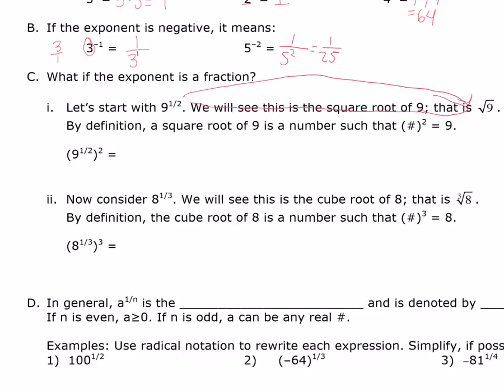By our properties of exponents, what do I do with this 1/2 and this exponent of 2? Whenever you raise a power to a power, you multiply these exponents. So we end up with 9 to the 1/2 times 2. Well, that's just 1, so you can see these cancel each other out, and our answer here is just 9. These undo one another. This guy and this guy, they're inverses. They undo one another.